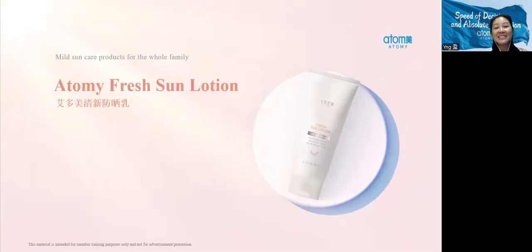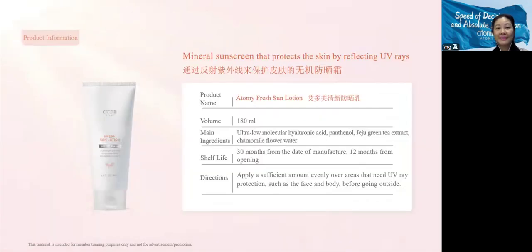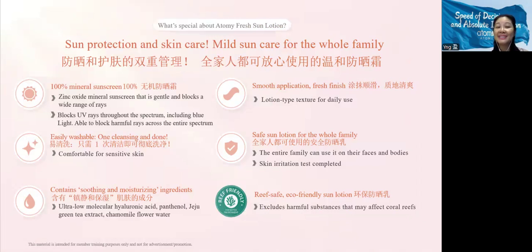And Fresh Sun Lotion is the latest addition to our sunscreen in Singapore. It is a mild sun care product for the whole family. It protects our skin by reflecting the UV rays. It is a dollar value product because it is 180 ml. We have to apply a sufficient amount evenly over areas that need UV ray protection, such as the face and body, before we go outside. Sun protection and skin care.